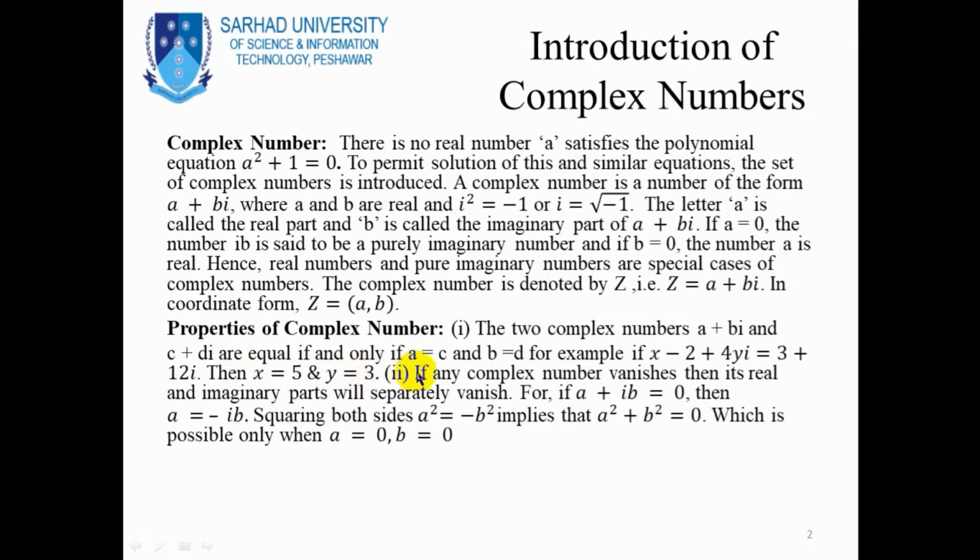Now another property: if any complex number vanishes, then its real and imaginary parts will separately vanish. For example, if a plus iota b is equal to 0, then a is equal to minus iota b. Squaring both sides, we get a square is equal to minus b square, which implies that a square plus b square is equal to 0, which is possible only when a is equal to 0 and b is also equal to 0.